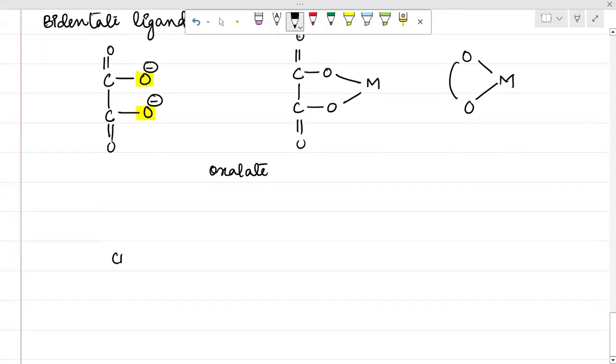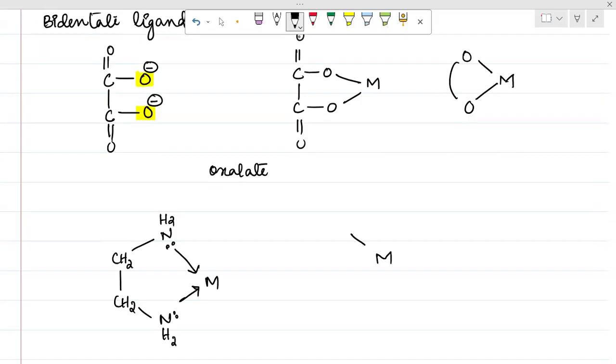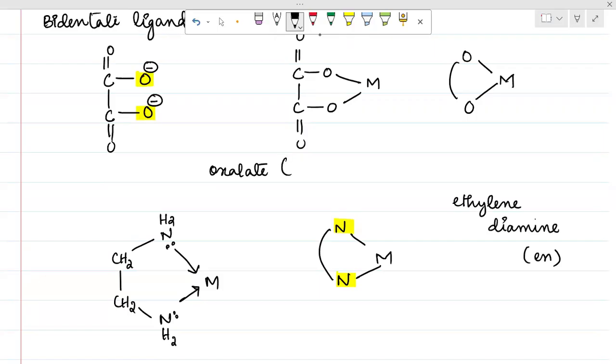Very important. Ethylene diamine. CH2, NH2. You have got a lone pair over here. CH2, NH2. You have got a lone pair over here. This lone pair is donated to the metal to form the coordinate bond. Okay. Or else you can even notate it like this. Both of the donor atoms are the same, and hence this is also a symmetric ligand. What is the name? Ethylene diamine. Lot of questions, okay? Ethylene diamine, you represent it as en. Here you represent it as ox.